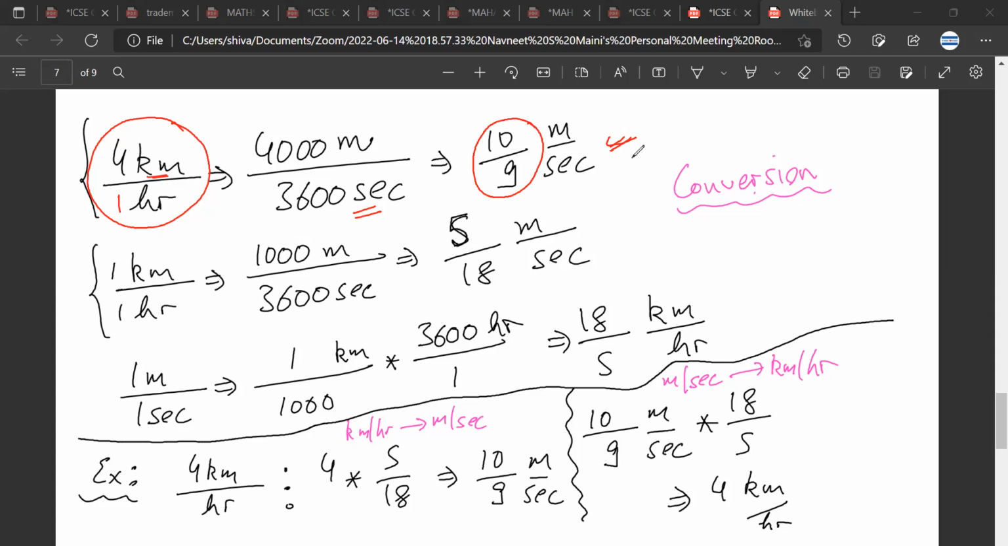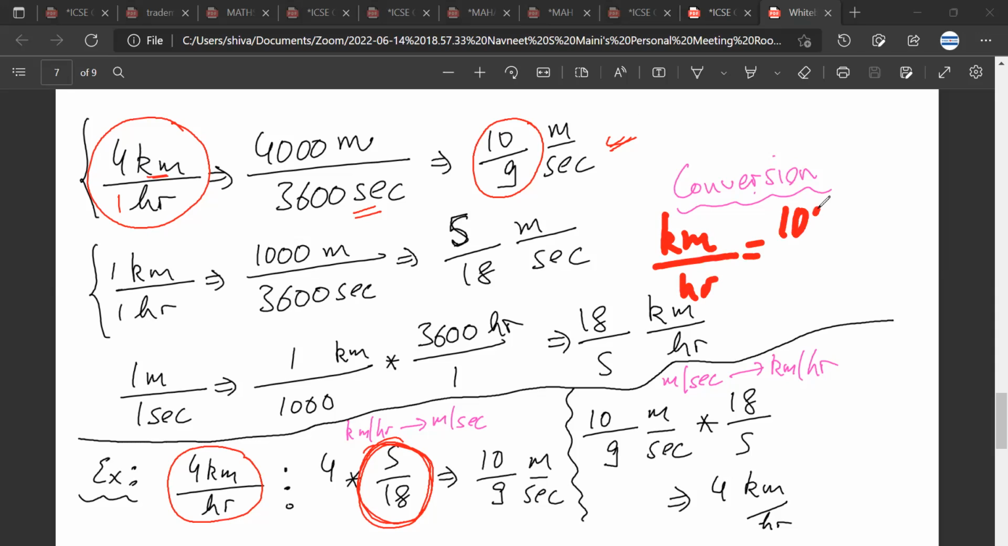Usually students don't follow this method. What is the shortcut that they follow? What they do is, if 4 km per hour is given, they multiply this kilometer by hour by 5 by 18. This is a shortcut. How do we get this shortcut? See, kilometer per hour is equal to 1000 meter by 3600 seconds, and this is equal to 5 by 18.